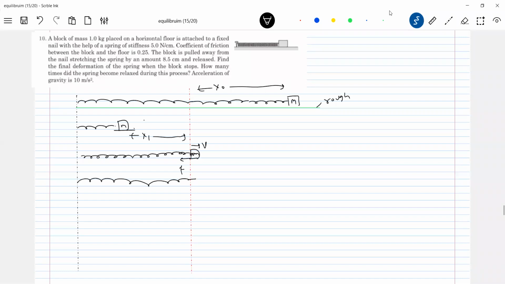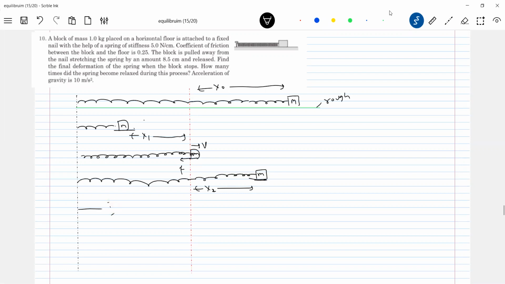So what's happened to the block? Block again will proceed like this. And it comes to here, the instantaneous rest. So let me check this distance, x2. So again, I'll check the kx2. Kx2, if it is greater than mu mg, again it will vibrate. So like this, the block is going to describe to and fro motion.